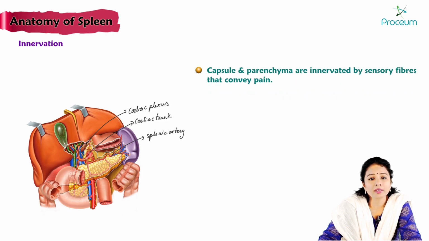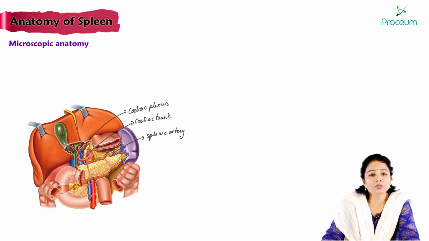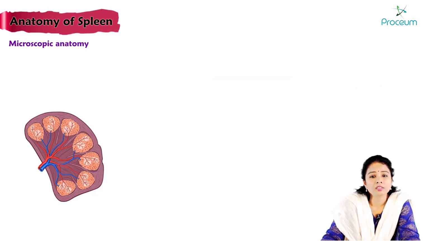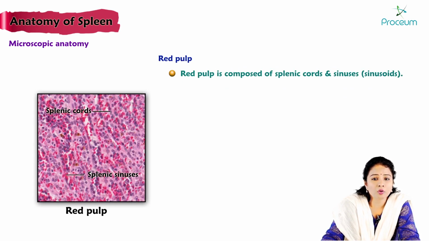The capsule and parenchyma are innervated by sensory fibers that convey pain. Referred pain from the splenic pulp is poorly localized to the epigastrium. Microscopic anatomy of the spleen. The spleen is made up of red pulp and white pulp separated by marginal zone. So red pulp is composed of splenic cords and sinuses.